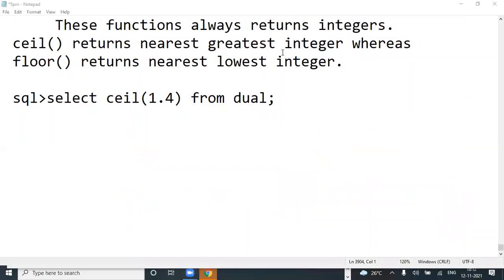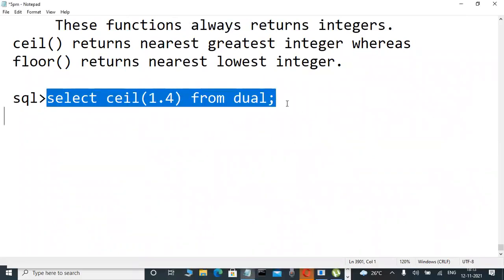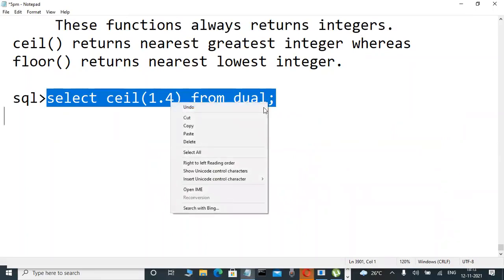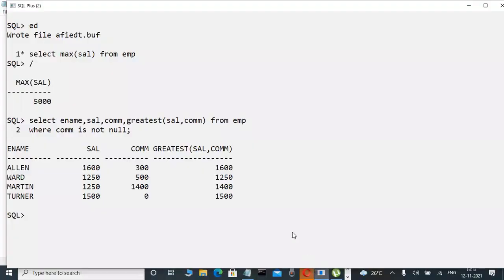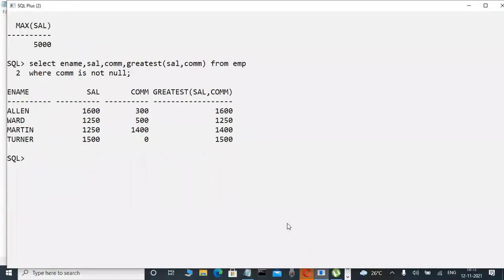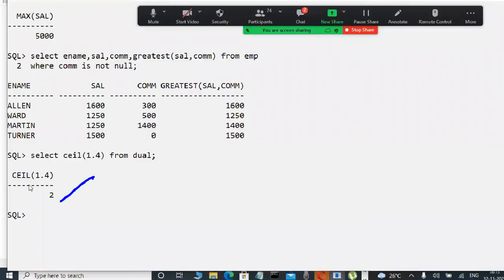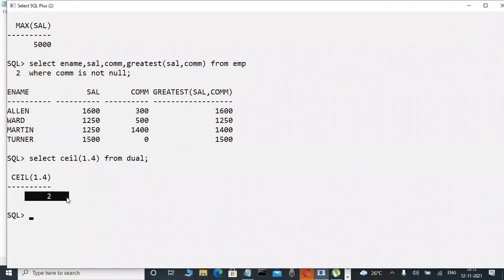Many of you are telling 2. Yes, correct. The 1.3 also gives 2. Why? Because 1 and 2 are there, but in that, 2 is the greatest. Simple. Maybe TRUNC means 1, ROUND also 1, but CEIL means 2. These functions are used only in some cases in real projects, otherwise nobody uses them. I'm telling you just for the idea. Write this one.